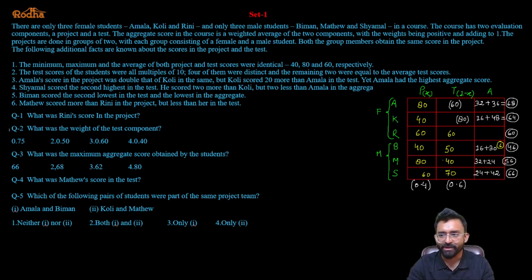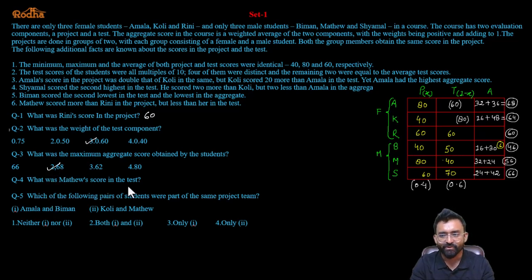What is Rini's score in project? Rini का score project में कितना था? 60 marks. Okay. What was the weight of the test component? Test component का weight कितना है मेरे पास? 0.6. Answer choice is 3. What was the maximum aggregate score obtained by a student? Maximum. किसकी बात हो रही है? अमला की बात हो रही है, which is 68.